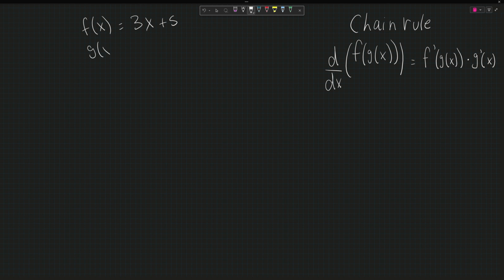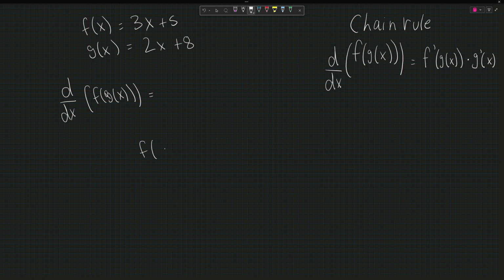So if I have something like, f of x is, let's say, 3x plus 5, and g of x is 2x plus 8. I'm going to do d over dx, so I'm going to do the derivative of f of g of x. Now I want f prime of g of x. So the derivative of f with g of x inside it. So let's do f of g of x first.